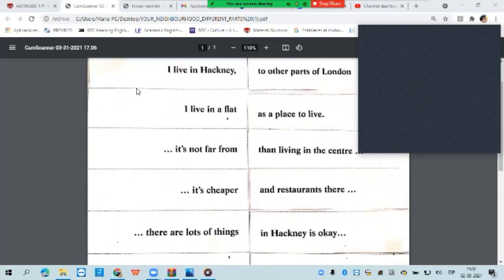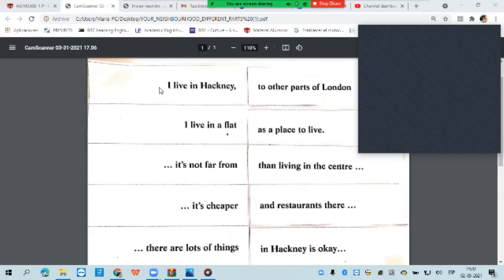It's not far from. Okay, let's see, Pablo. It's not far from the other part of London. No. First of all, because here we have two other parts of London, and it's not far from two. No, that combination is not possible. It's not far from other parts of London, but not from two. Okay.